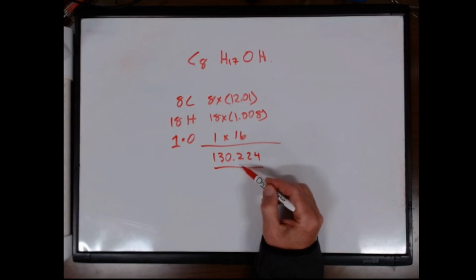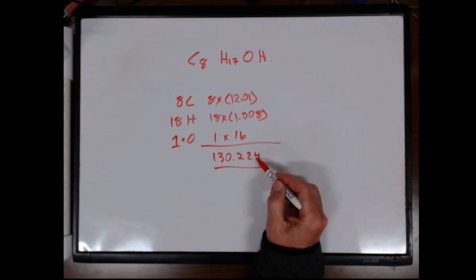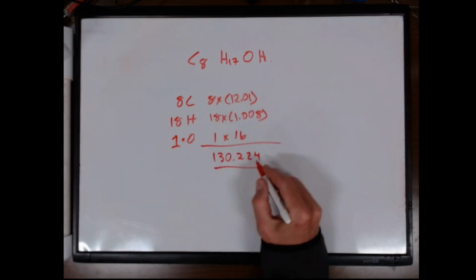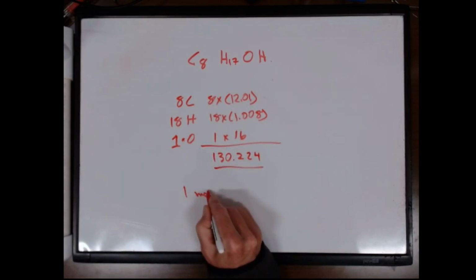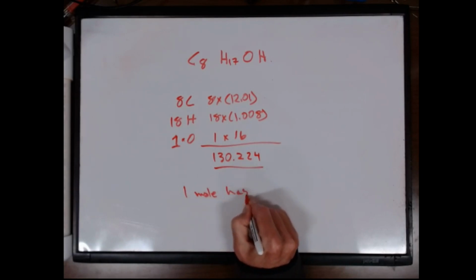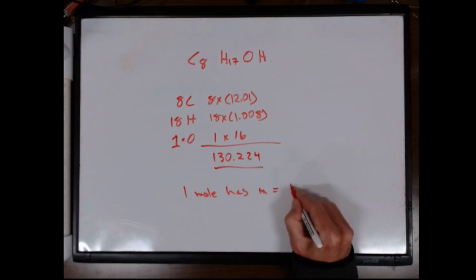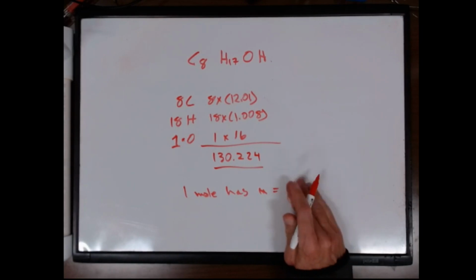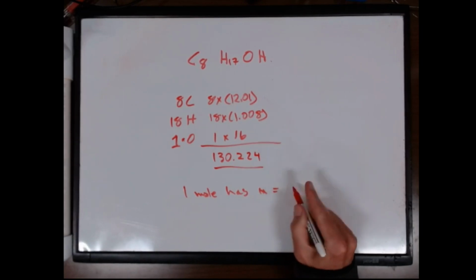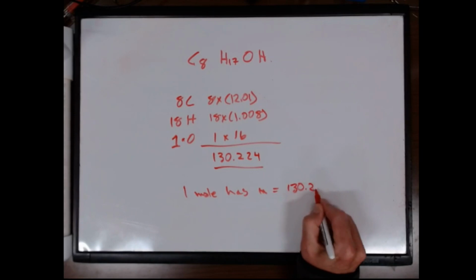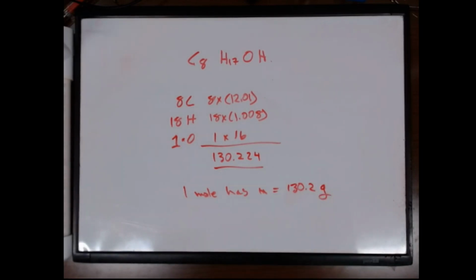And so this is what, in atomic mass units, that many atoms would weigh. And so 1 mole has a mass of 130.2 grams. And so if you need a mole of this octanol, you would scoop out 130.2 grams of it, and that would give you a mole.